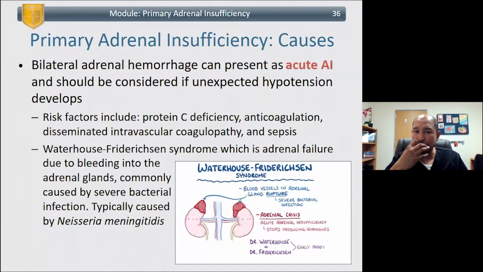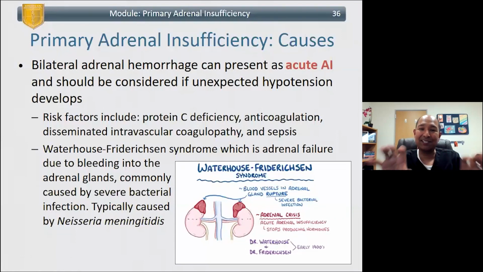But one thing I do want to mention, this is maybe more medical ICU: if you get bilateral adrenal hemorrhage, of course that can present as an acute adrenal insufficiency. And you could consider that if unexpected hypotension develops. What would be risk factors for developing this? Well, if you're anticoagulating someone, or they develop DIC, disseminated intravascular coagulopathy. Sepsis can definitely do that. If you have protein C deficiency, it can happen.